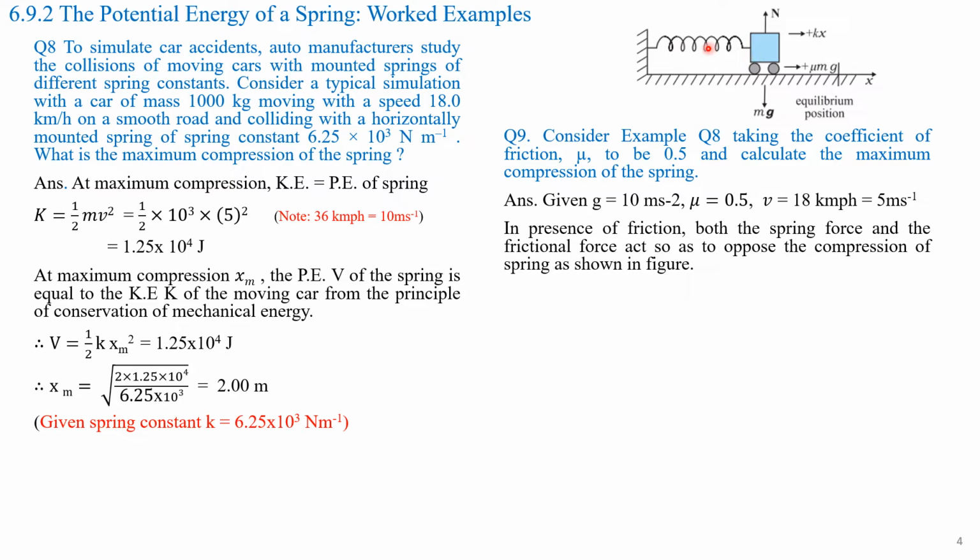See the figure here. There is a spring attached to the car, which is on wheels, and the frictional force is opposing the motion. The motion, because of compression, is in this direction, and friction is in the opposite direction, mu into m into g. So in the presence of friction, both spring force and the frictional force act so as to oppose the compression of the spring, as shown in the figure.